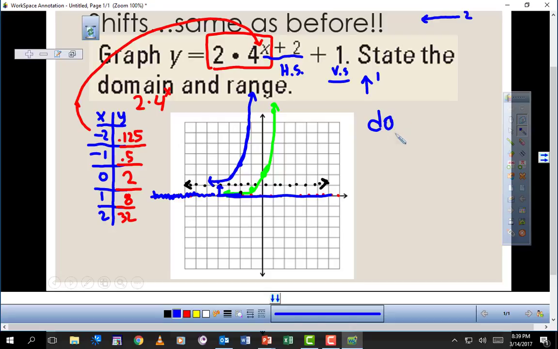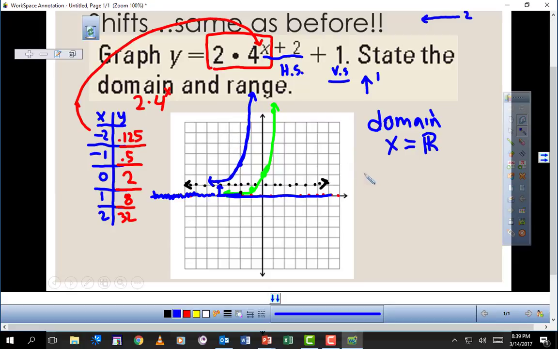And this will almost always be the same for almost all the exponential type functions. The domain will typically be x's equal to all real numbers. And that's almost always the case for exponential functions.